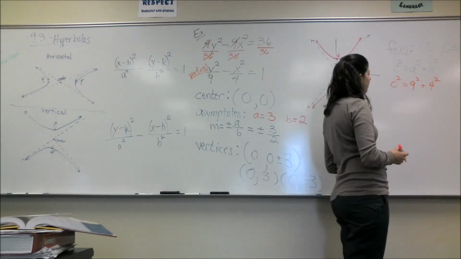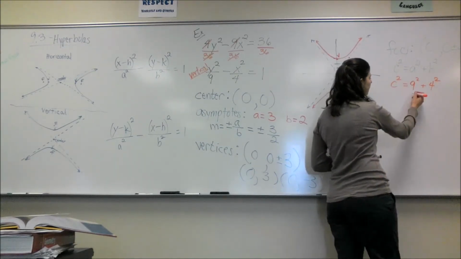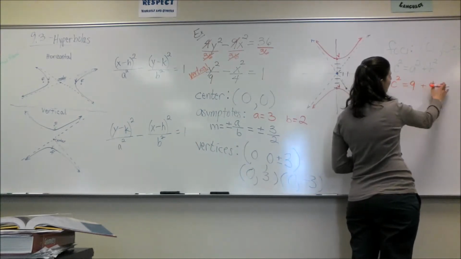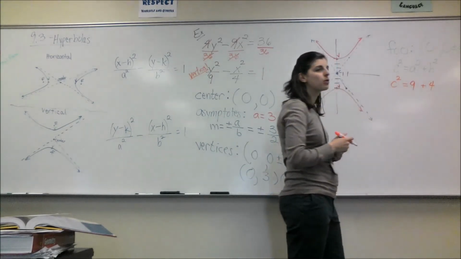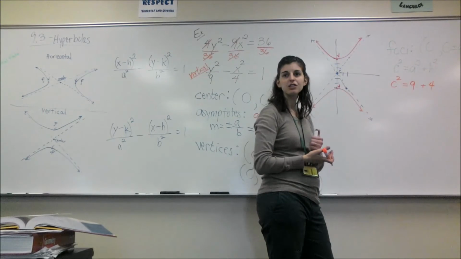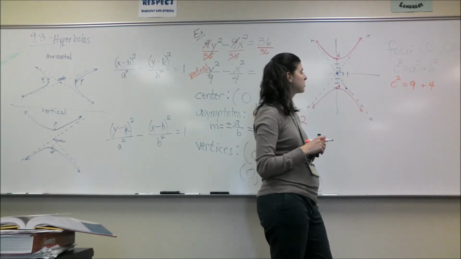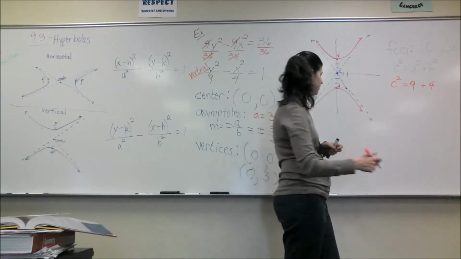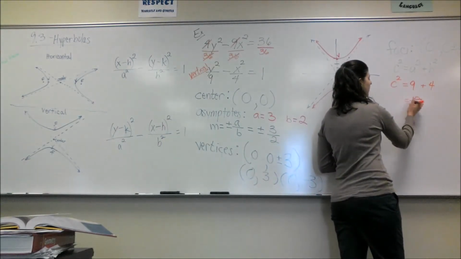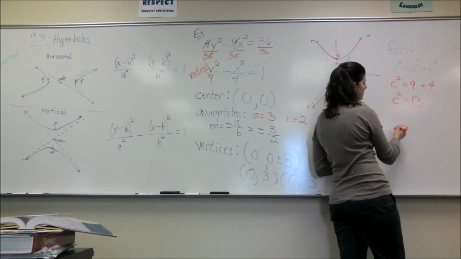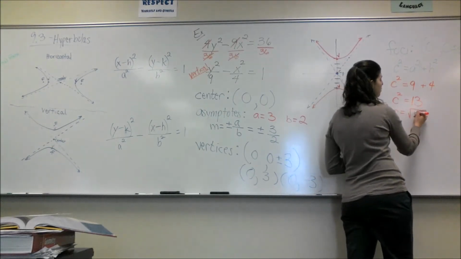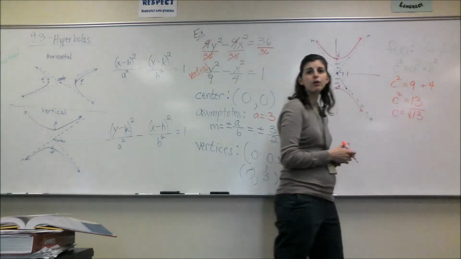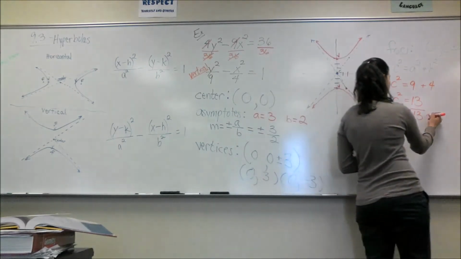So 9 squared plus 4 squared equals C squared. 9 squared is 81. Wait, aren't they already squared? Good call. A squared is 9. B squared is 4. You answered the question I asked. I just didn't interpret it correctly. Okay, 9 plus 4 gives me 13. Good. So C squared equals 13. C equals the square root of 13. 3.6. Thank you.